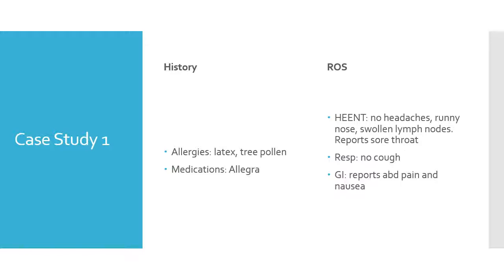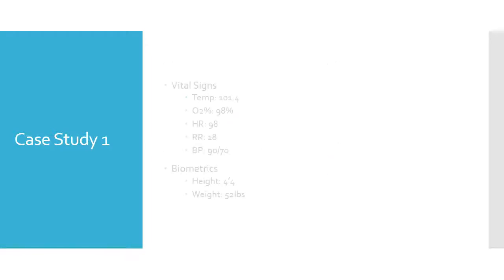She's allergic to latex and tree pollen, and she's currently taking Allegra. Her ROS: no headaches, runny nose, or swollen lymph nodes, but she reports a sore throat, no cough, reports abdominal pain, and nausea. Her vital signs: temp 101.4, O2 98%, heart rate 98, respiratory rate 18, blood pressure 90/17. She is 4 foot 4 inches and 52 pounds, which is an ideal weight for her.